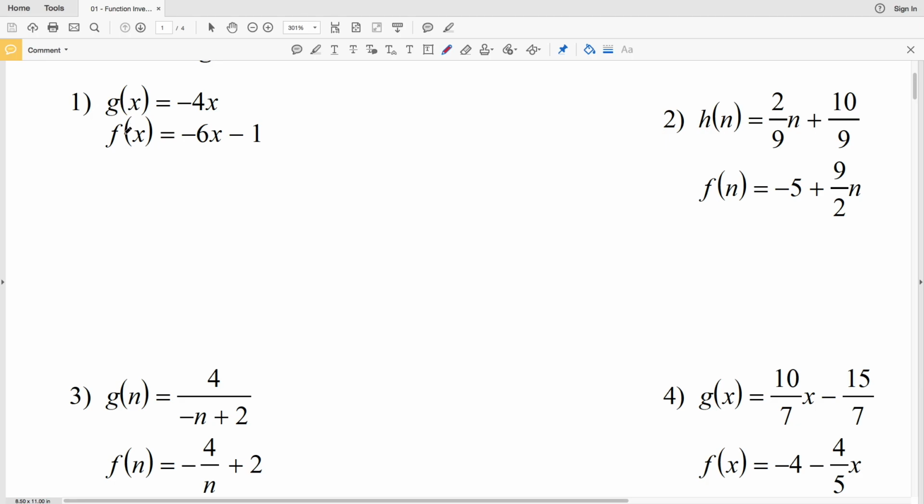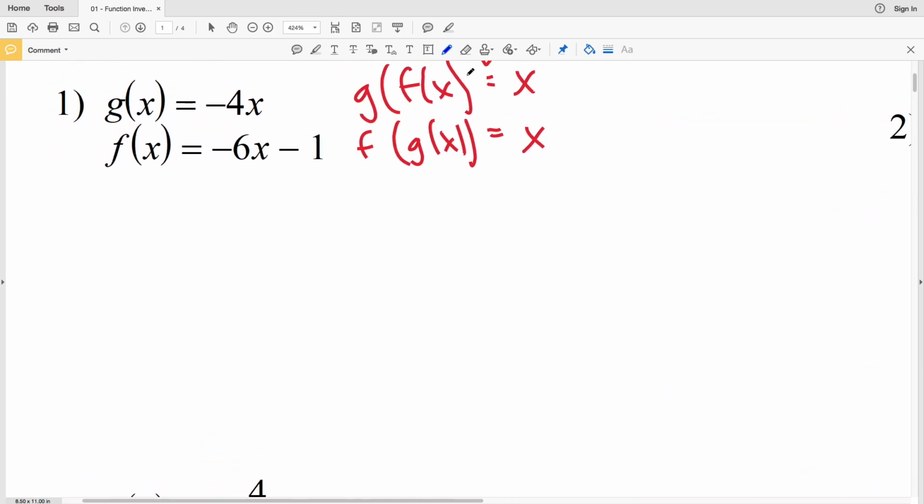So we have g of x and f of x, so we can do g of f of x, f of g of x, and we will get x as our solution. And if that is true, then the functions are inverses of one another. If it's not, then they are not inverses. So looking at number 1, I'll do g of f of x.